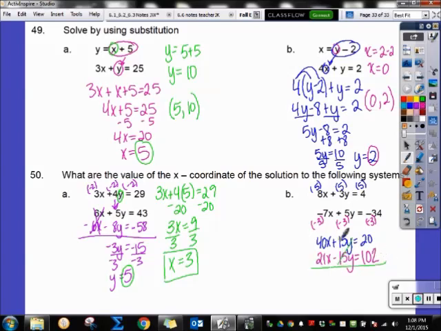So that is going to be 61x equals 122. So x is going to equal 2 when you divide through by 61. Now that one, that's what I needed, so x is 2.